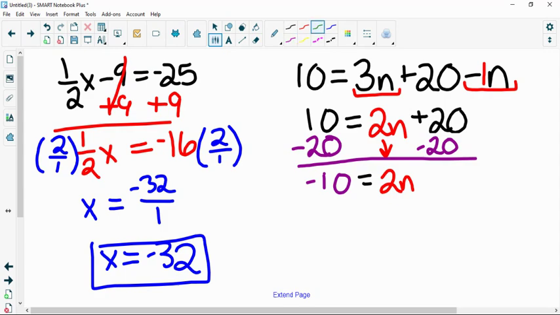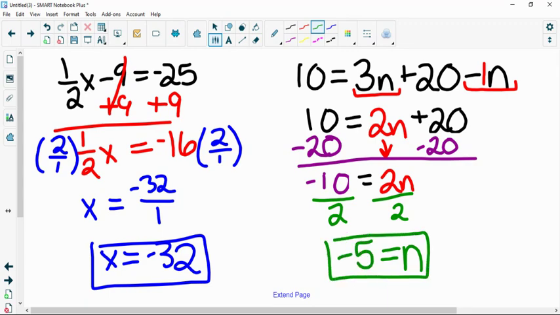I still have left that this says 2 times n. So to finish this problem, I'll divide each side by 2. Negative 10 divided by 2 is negative 5. If you need any help or guidance with this, pause the video and go back and rewatch any part you might need help with.